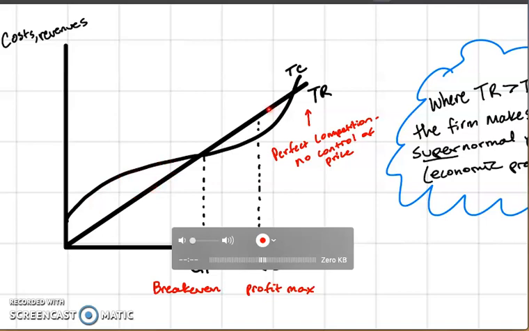On the right-hand side, we can see different levels of profit within this area that represents the difference between total cost and total revenue. The profit maximization occurs where the difference between total revenue and total cost is greatest at this Q2 point. Remember again, we're looking at perfect competition.